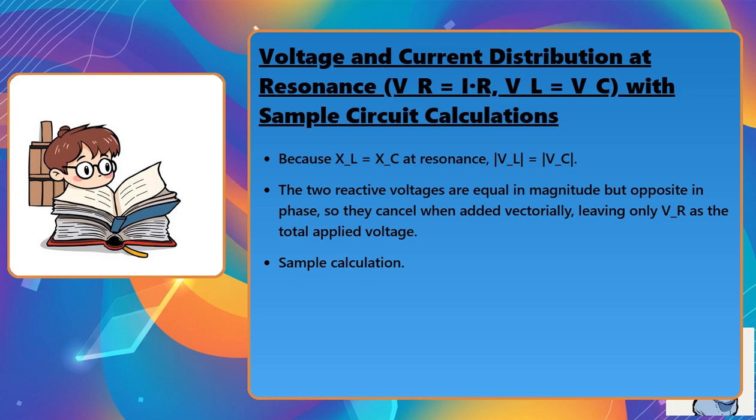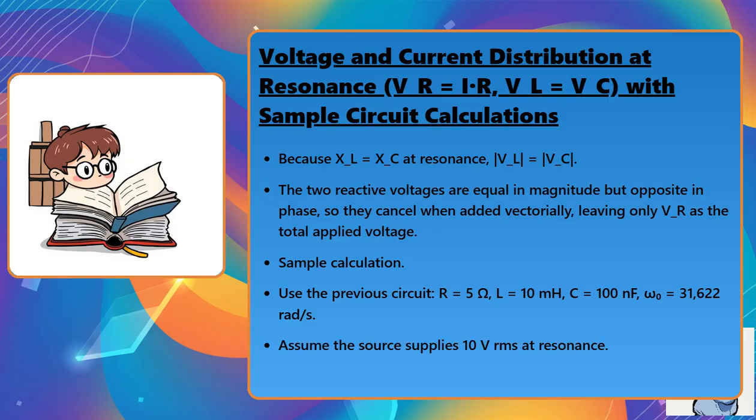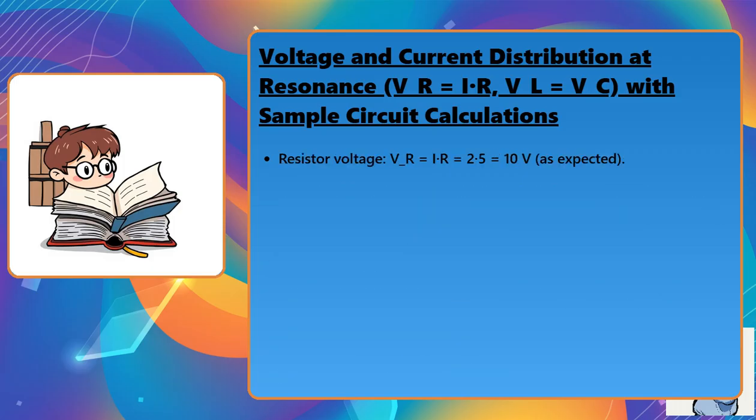Sample calculation. Use the previous circuit. R equals 5 ohms, L equals 10 millihenry, C equals 100 nanofarad, omega naught equals 31,622 radians per second. Assume the source supplies 10 volts RMS at resonance. I equals V source divided by R equals 10 divided by 5 equals 2 amperes RMS. Resistor voltage, V sub R equals I times R equals 2 times 5 equals 10 volts, as expected.